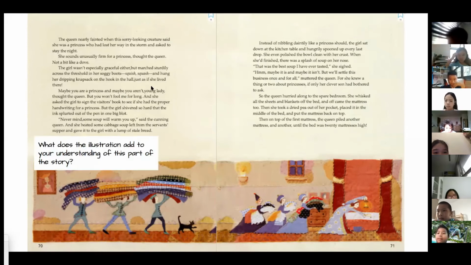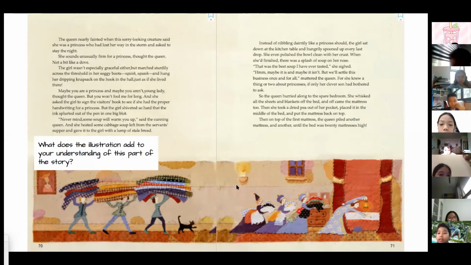So, what does this illustration add to your understanding of this part of the story? So, Chimai, how does this illustration add to your understanding? They're showing just some people putting mattresses on. And what does the story say? It says the queen put 20 mattresses on the bed with the pea on the first mattress. Okay, good job. And the picture shows that.